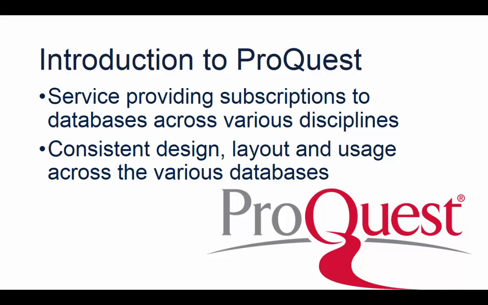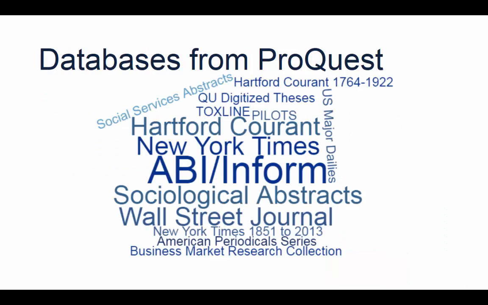ProQuest is a service that provides subscriptions to databases in a variety of disciplines. Most of the databases that Quinnipiac uses under ProQuest have the benefit of similar interfaces and search methods. Therefore, the method shown in this video is the same as using ABI Inform, Sociological Abstracts, the Hartford Courant, the New York Times, the Wall Street Journal, and most other databases provided by ProQuest. Here's a web of some of the databases provided under ProQuest.